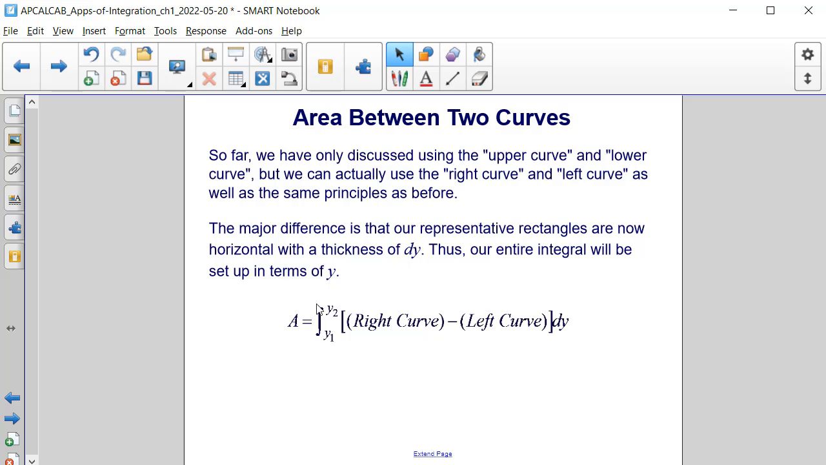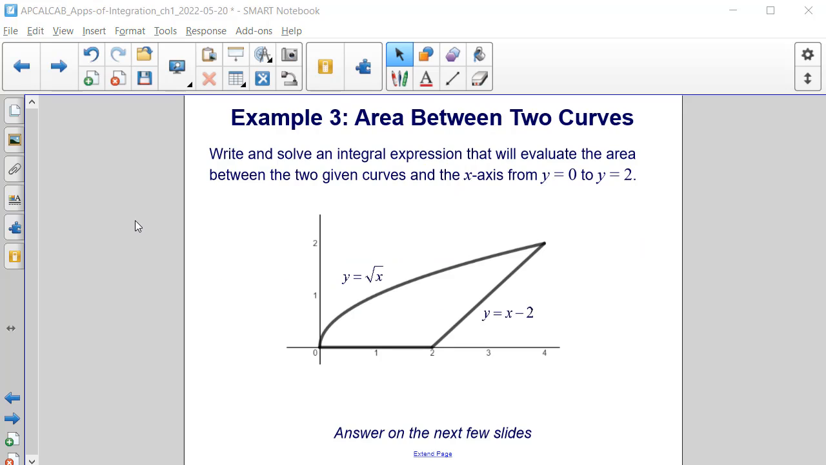So the area would be the integral from y sub 1 to y sub 2 of the right curve minus the left curve times dy. Now let's try an example where we are finding the area between the two curves with respect to y. Write and solve an integral expression that will evaluate the area between the two given curves and the x-axis from y equals 0 to y equals 2. Let's get started.